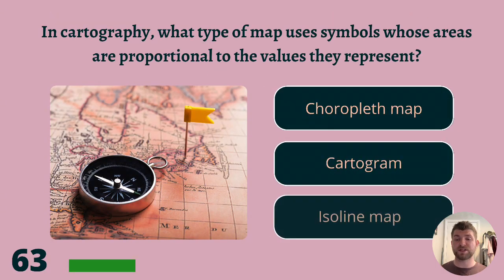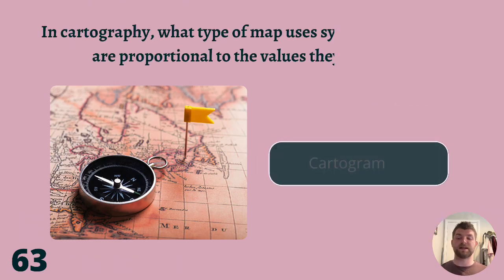In cartography, what type of map uses symbols whose areas are proportional to the values they represent? Choropleth map, cartogram, or isoline map? The answer is a cartogram.